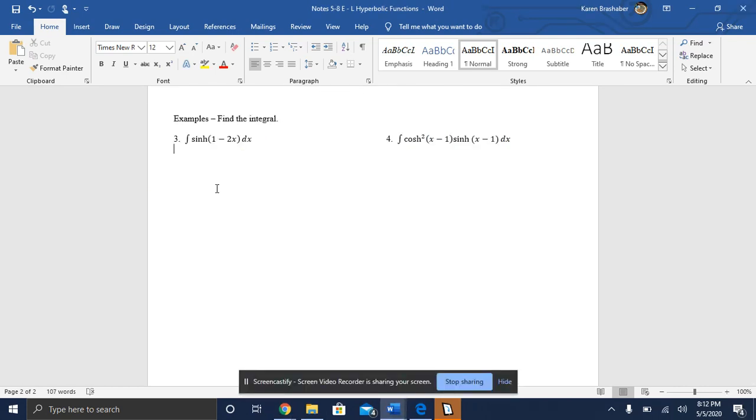All right, we will work now on doing the integration with hyperbolic functions. So our third example is where we're integrating hyperbolic sine of 1 minus 2x. And really, this is just a matter of using a u and then referencing your formulas. So the u in this case would need to be the angle. So u would equal 1 minus 2x, and then du would equal negative 2 dx.